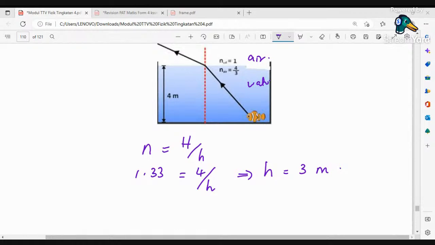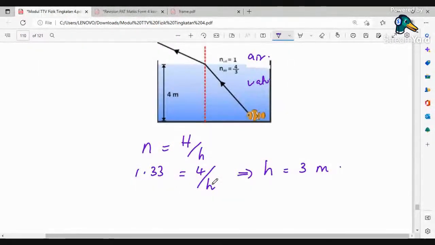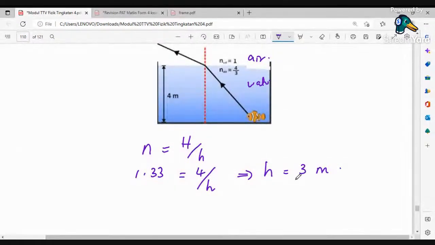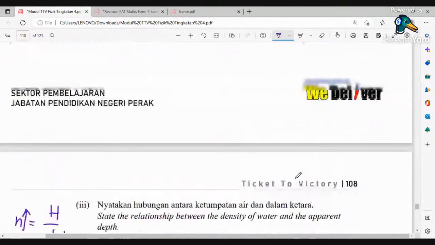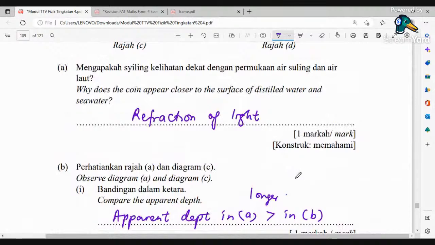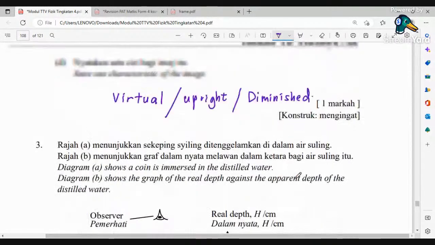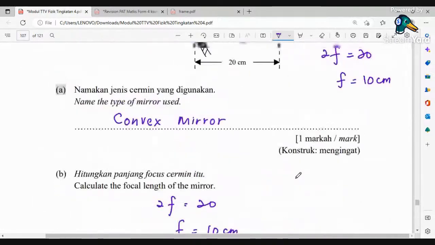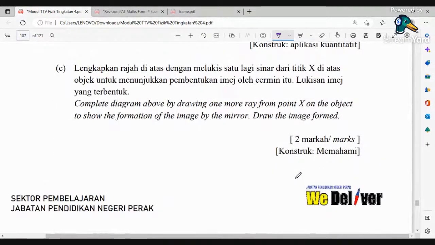Yeah, Noria, which one? The formula, soalan nombor berapa? Noria? Formula sign yang mana? Which formula do you mean? Sign? Which questions? Is it the refractive index? Okay.